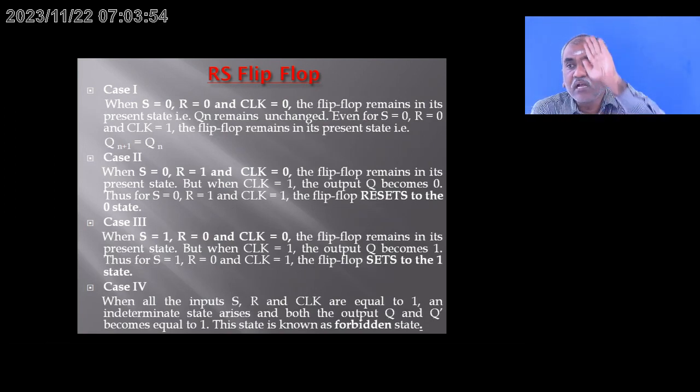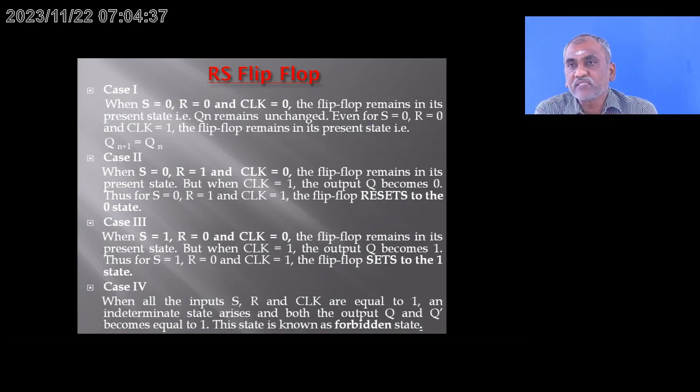The same thing: the digital circuit is as it is. You are not doing any operations. S is equal to 0, R equal to 0 and the clock equal to 0, you are not passing anything. The same thing will be as it is. You see the point is, Qn remains unchanged, right? And even for S equal to 0, R equal to 0 and the clock equal to 1, the flip flop remains in the same state. Q(n+1) and Qn are the same, the previous state and next state.